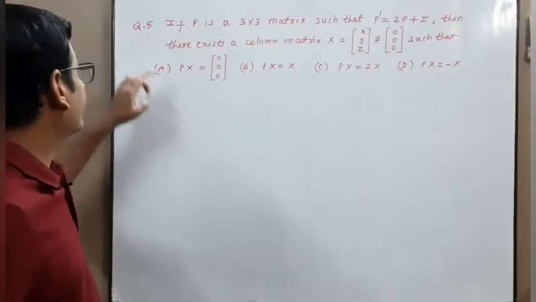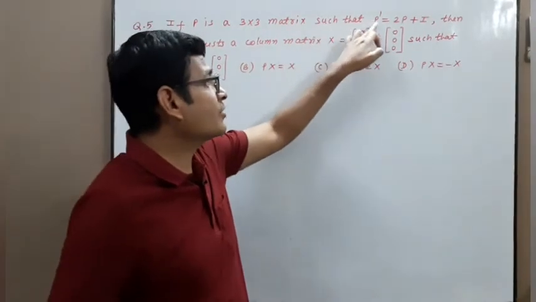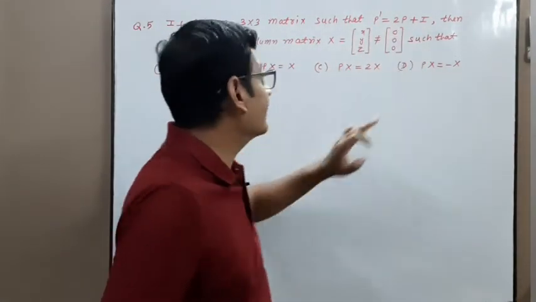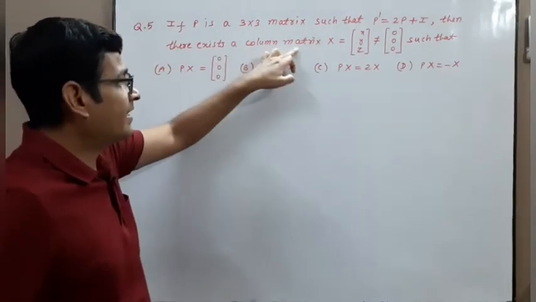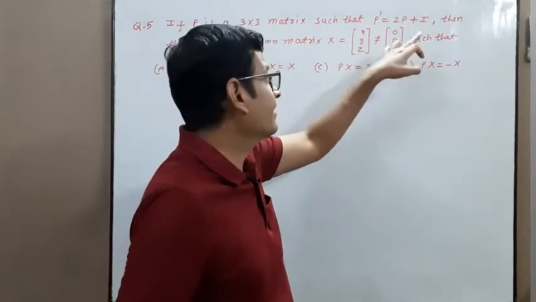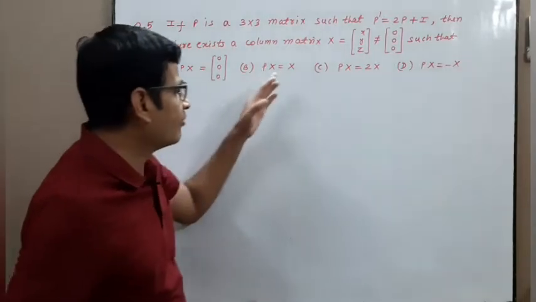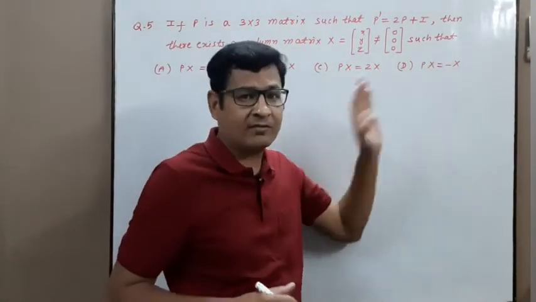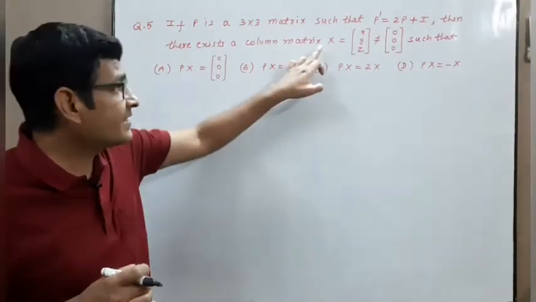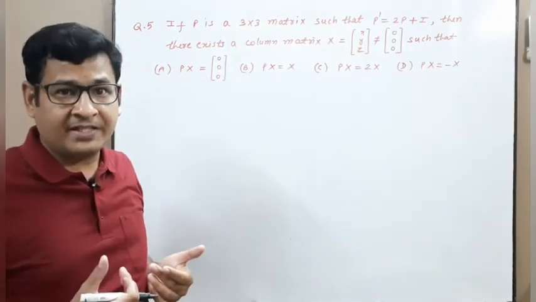Next problem. If P is a 3 by 3 matrix such that transpose of P equal to 2P plus identity matrix, then there exists a column matrix X equal to XYZ not equal to 0 matrix such that which of the options is correct? Px equal to this, Px equal to X, Px equal to 2X and Px equal to minus X. So in each case we have to find Px. Matrix X is given, means we have to find matrix P. So from which equation we can find matrix P?